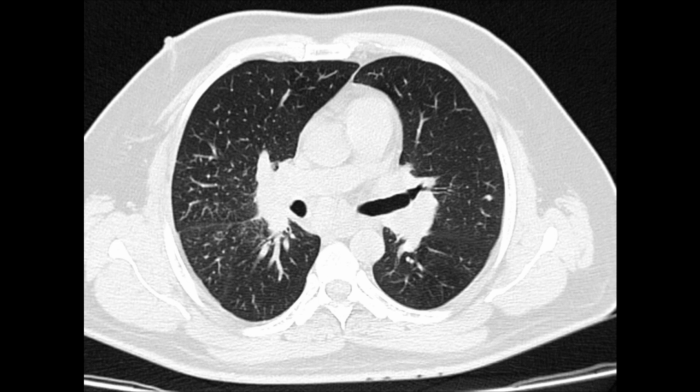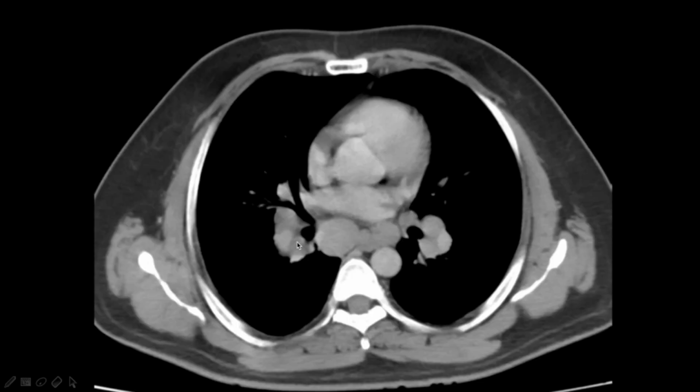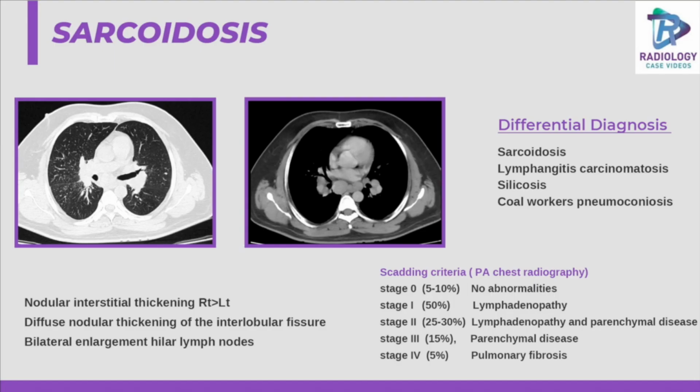In this case, we can see nodular interstitial thickening, which is predominantly seen on the right side, and the mediastinal window demonstrating bilateral hilar lymphadenopathy, and with this the diagnosis is sarcoidosis. The differential diagnosis is lymphangitis carcinomatosis, silicosis, coal worker's pneumoconiosis.